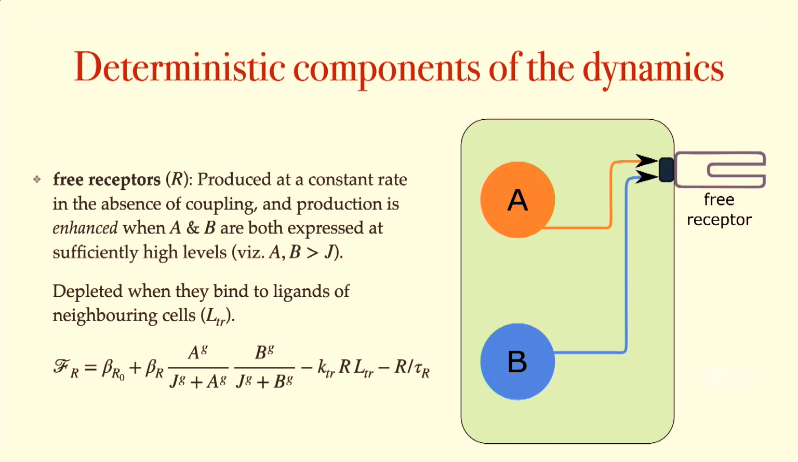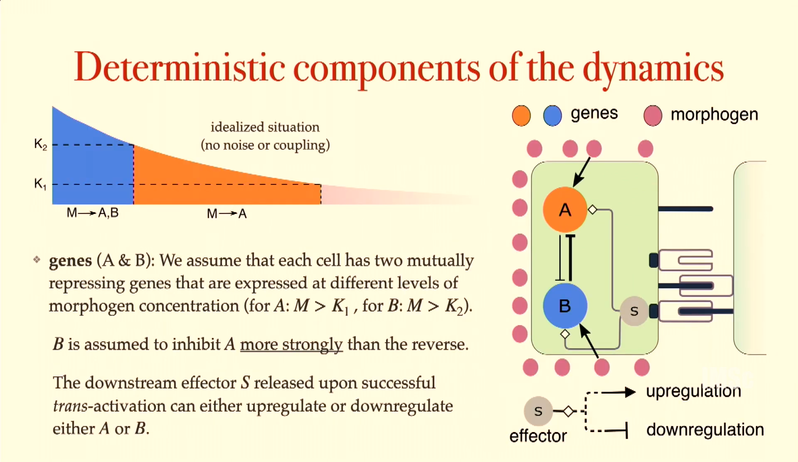So if either A is high and B is low, or B is high and A is low, then it's essentially not required. Both of them need to be high, right? Okay, so that's that.